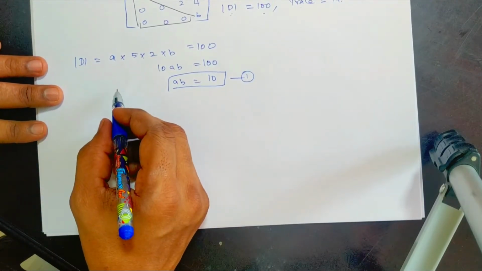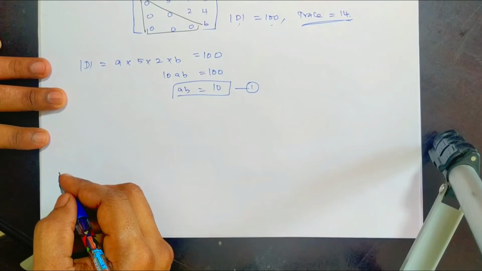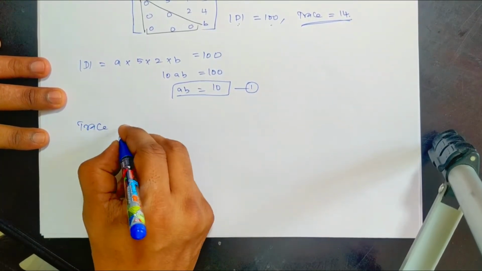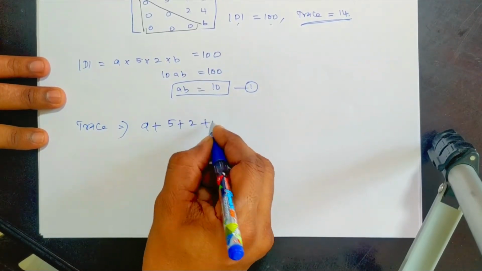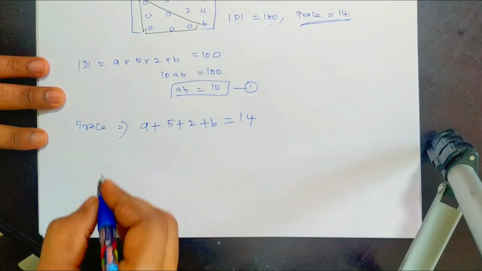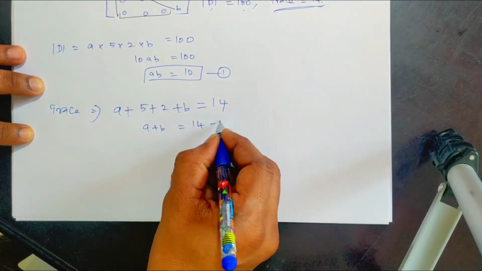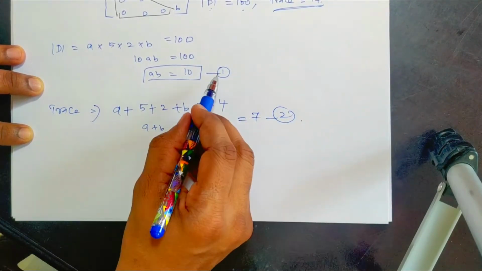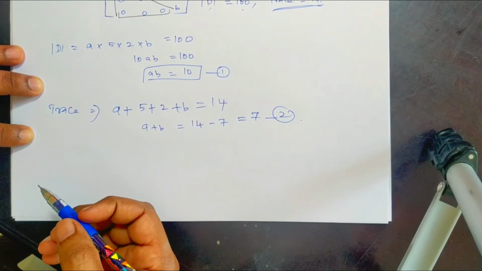And the trace value is 14. In the previous videos we have discussed that trace is nothing but the addition of the principal diagonal. So A plus 5 plus 2 plus B is equal to 14. Then A plus B is equal to 14 minus 7, which is equal to 7. This is equation number 2. By using equation number 1 and 2, we can calculate the A and B values.